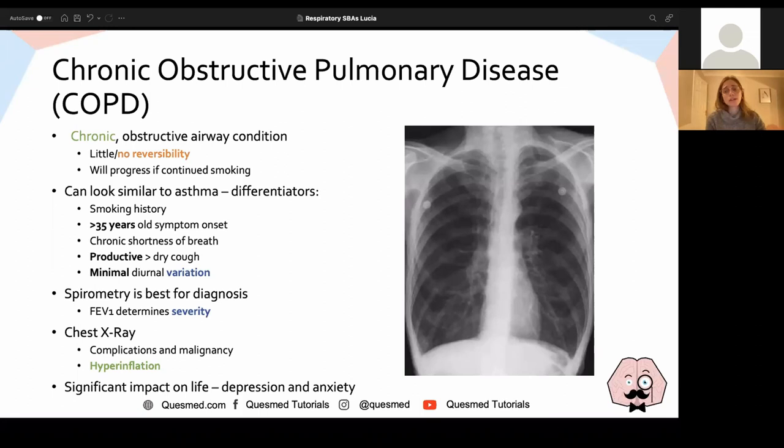It's a good idea of hyperexpansion. You can also see a little bit of the lung bulging in between the ribs, another sign of hyperexpansion, and lots of black space in the lungs. But a chest x-ray is also very useful to exclude things like malignancy. Now, COPD has a huge impact on patients' lives and is very correlated with depression and anxiety. So it's important for these patients to have a good support network.